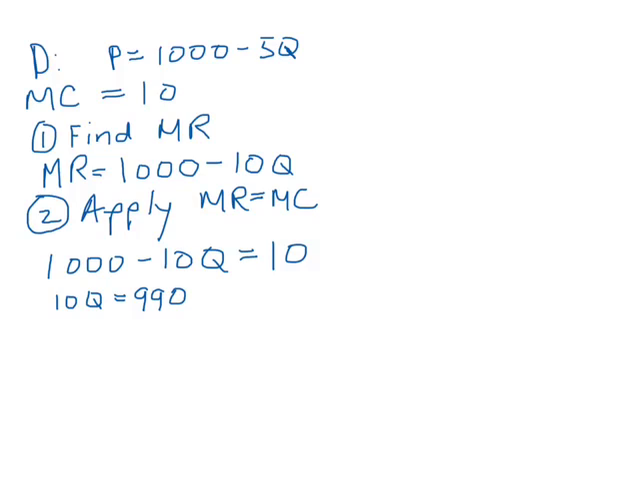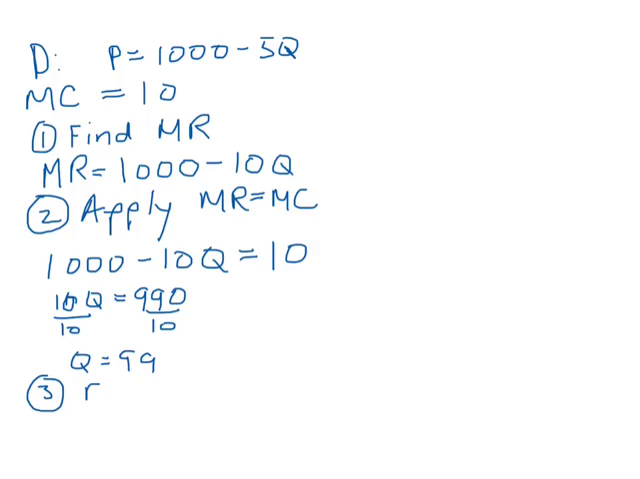Well, that means Q, pardon my messy handwriting, that's even too messy for me. My eraser is too big for me, too. Anyway, dividing both sides by 10, we get Q equals 99. And there we go for Q, and then I guess the price is a separate step. I've got it all as one step in my notes here.